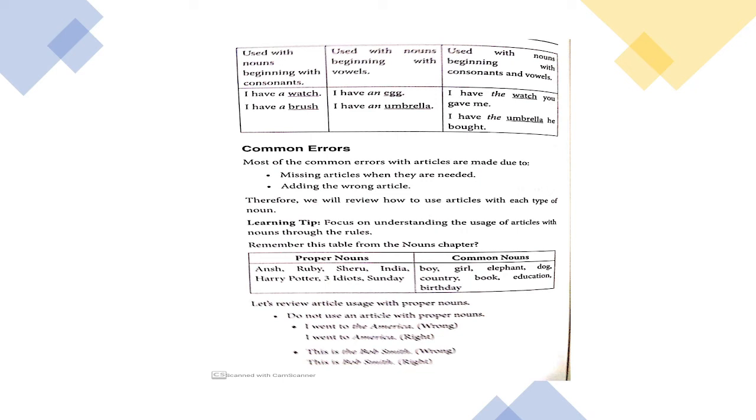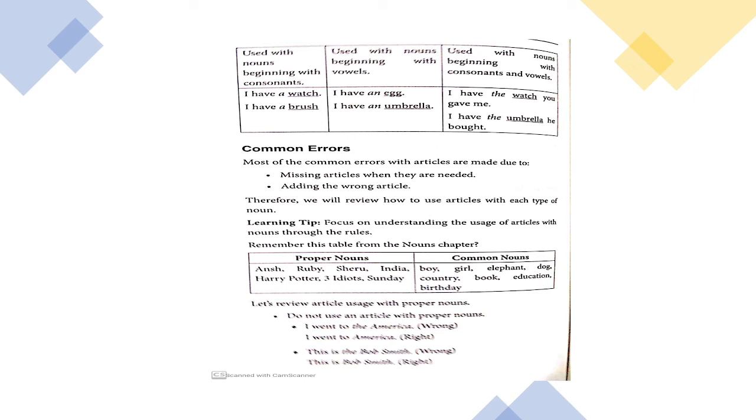An is used with nouns beginning with vowels. That is, I have an egg and I have an umbrella. You can see that egg and umbrella begin with vowels. And the definite article is used with nouns beginning with consonants and vowels. I have the watch you gave me. I have the umbrella he brought.